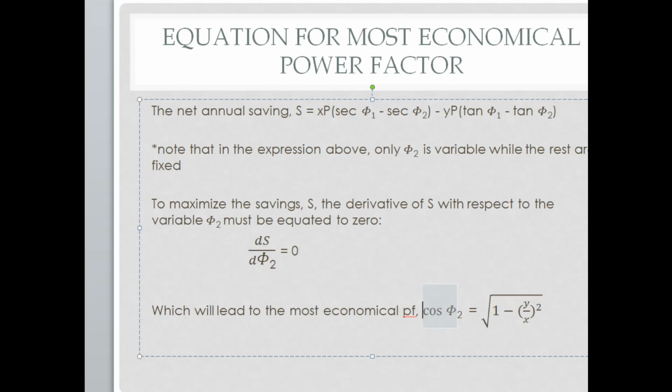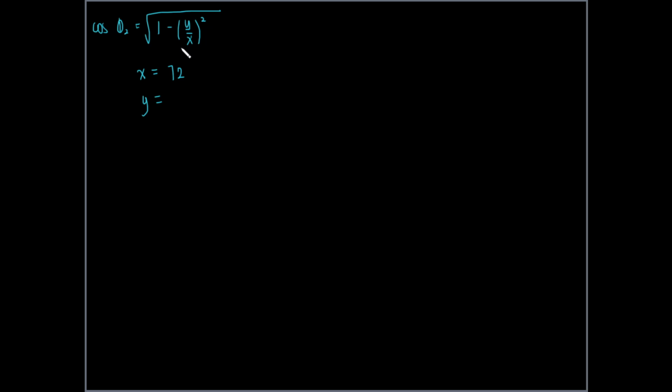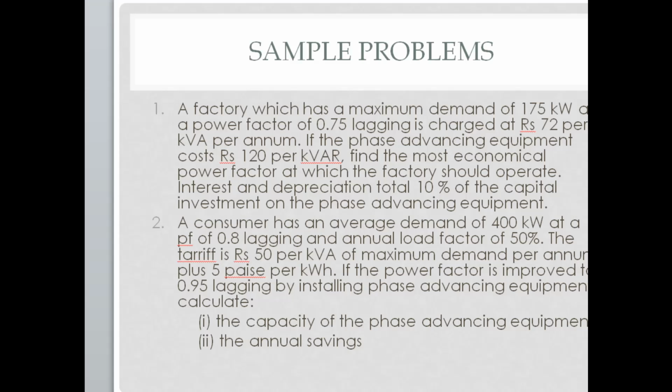So looking at the problem, a factory which has a maximum demand of 175, etc., charged at 72 rupees per kVA per annum. So 72, obviously, is the value of your x. So I wrote 72 here already, in rupees per kVA per annum. Now if we look at the second statement, the phase advancing equipment costs 120 rupees per kVAR. My question is, is that already the value you're going to substitute for y?